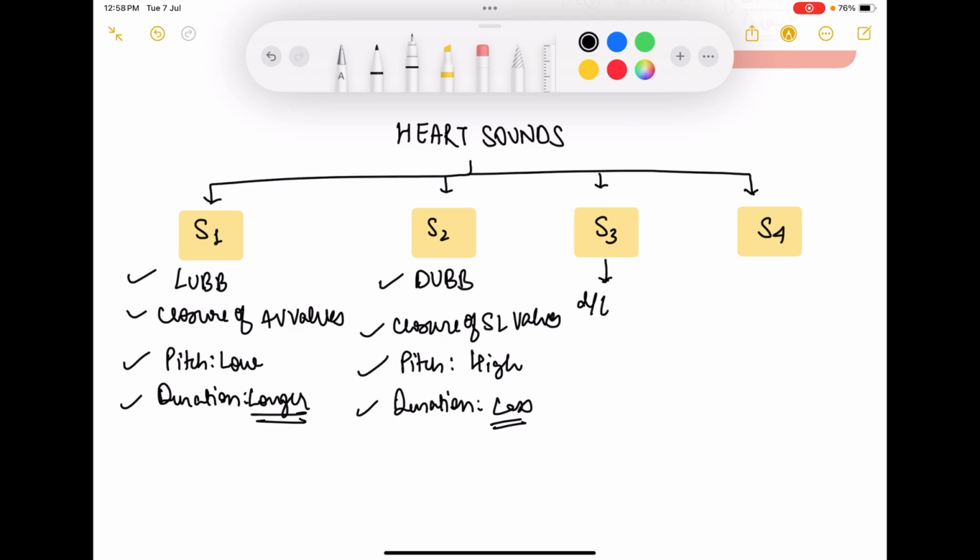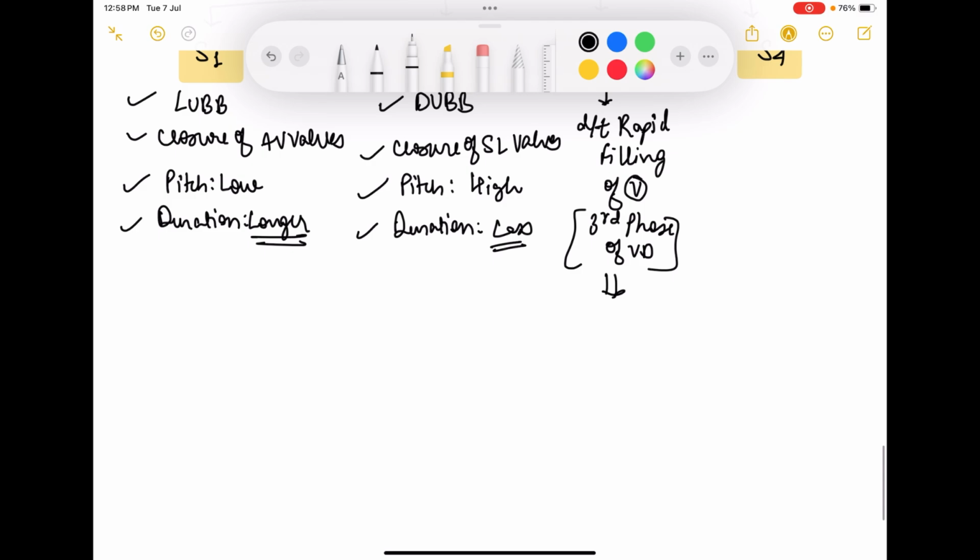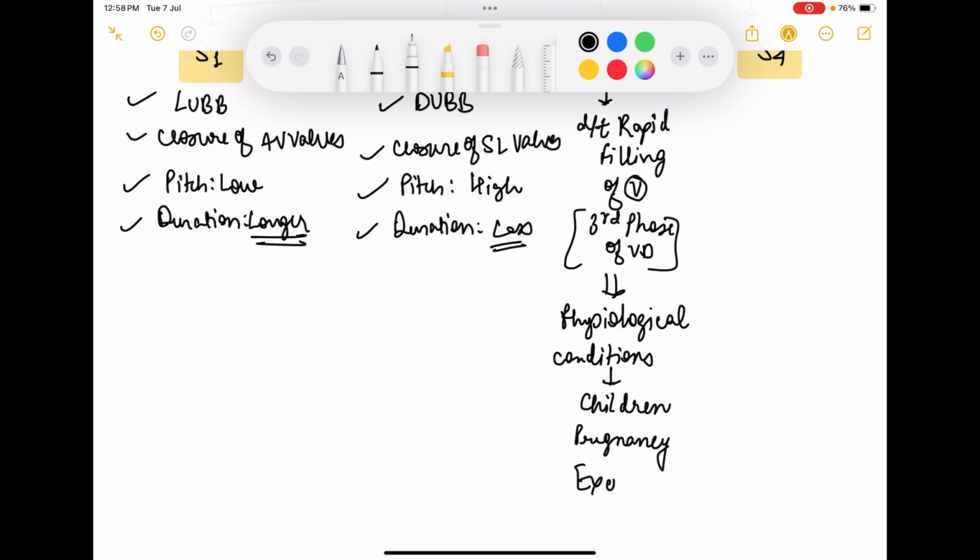Now the third heart sound, that is S3, is due to the third phase of ventricular diastole, that is rapid filling phase of ventricles, of course. Let's write also third phase of ventricular diastole. See, S3 occurs in the normal physiological conditions only, not in the case of anomalies or something else. Like it can be heard in children, in pregnant women, and also during exercise.